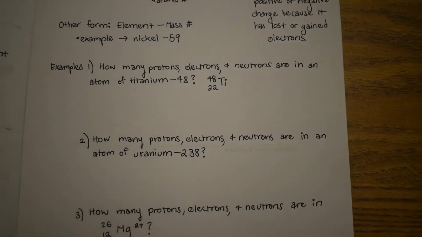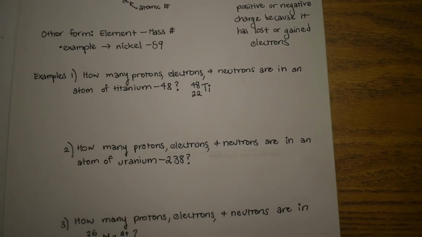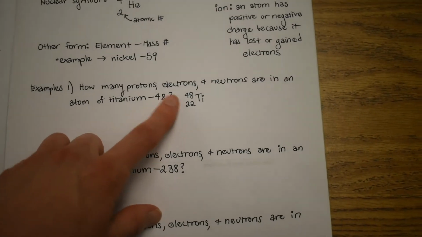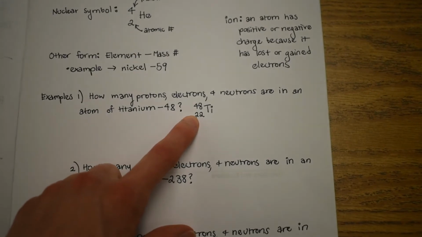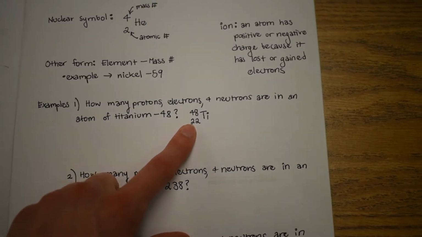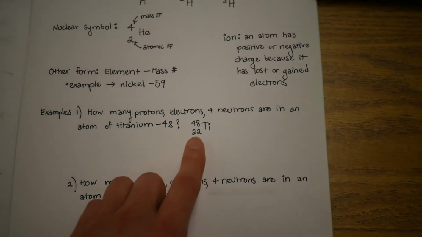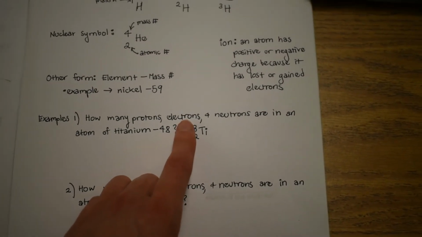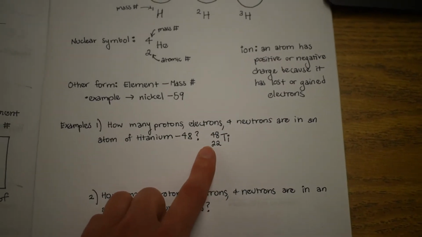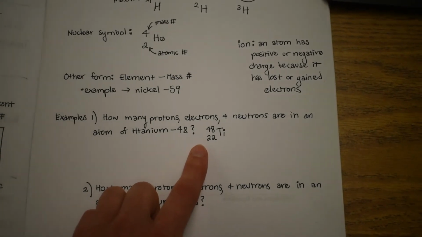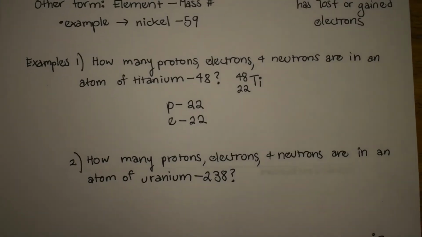So the first question is, how many protons, electrons, and neutrons are in an atom of titanium-48, and then it gives us the nuclear symbol here. So this 22 right here, that is the atomic number, which is the number of protons. So we know that there's 22 protons, and since the number of protons and the number of electrons is the same in a neutral atom, then there's going to be 22 electrons. It doesn't tell us this is charged, so we're going to assume that it's neutral and the number of protons and electrons is the same.